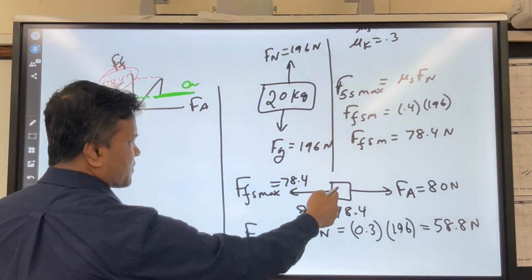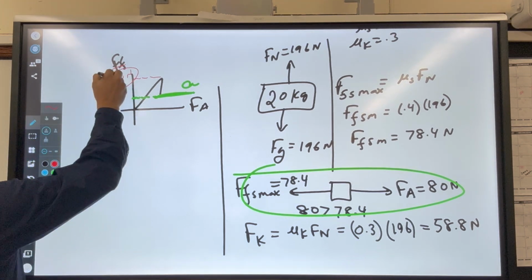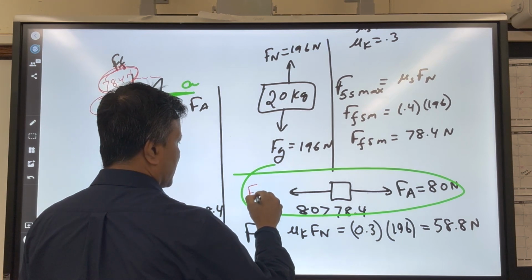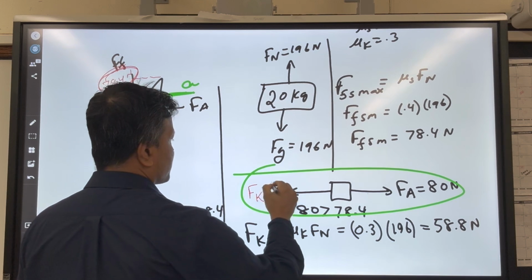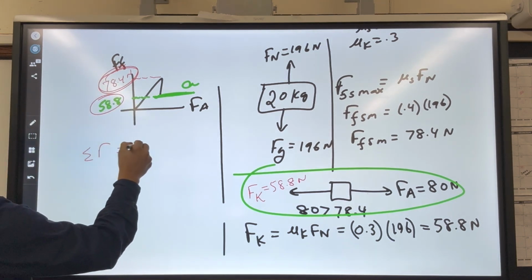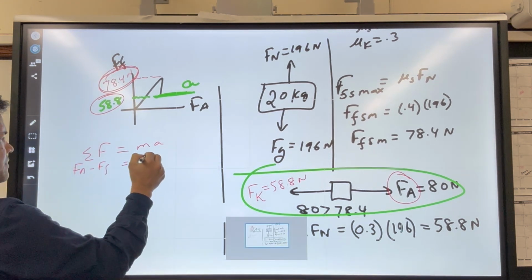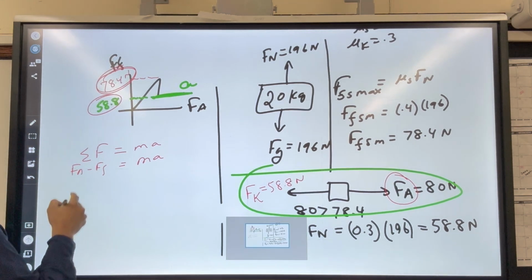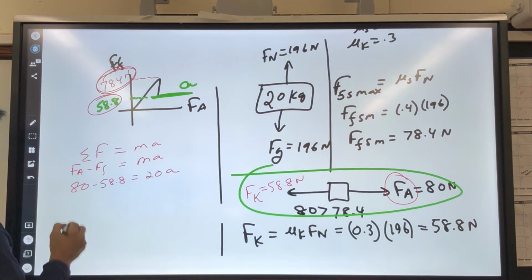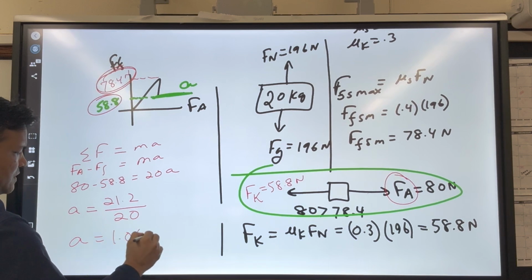So I'm going to write Newton's second law for this. We're not going to use the static one, we're going to write Fk, because the object is moving with acceleration, 58.8 Newton. So what does that mean? F is equal to ma. How many forces? You have Fa and Ff, and the net force is ma. Fa is 80, Ff is 58.8, m is 20, and we want the acceleration. So the acceleration is 21.2 divided by 20. So the acceleration is 1.06 meter per second squared.